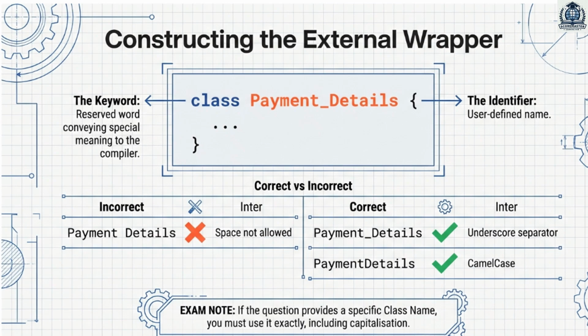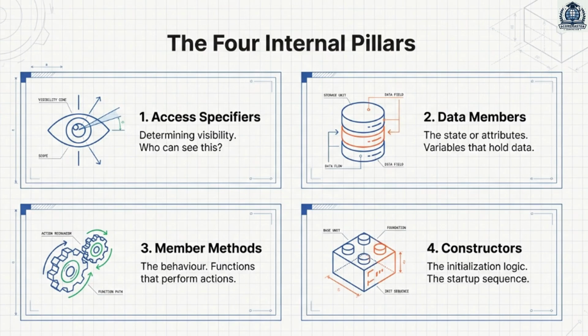Non-negotiable exam rule. If a class name is given in a question, copy it exactly, including capitalization. One letter wrong equals unnecessary mark lost. 1. Access specifiers. Control the visibility. They answer one question. Who is allowed to touch your data? Use private to protect, public to expose, only what's necessary. No control leads to fragile programs.